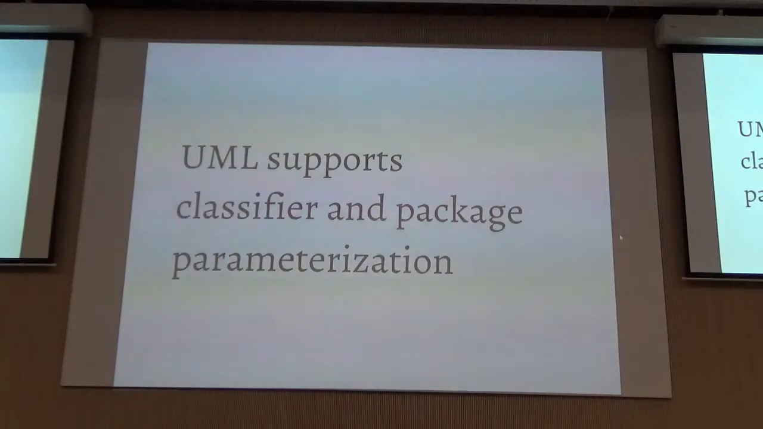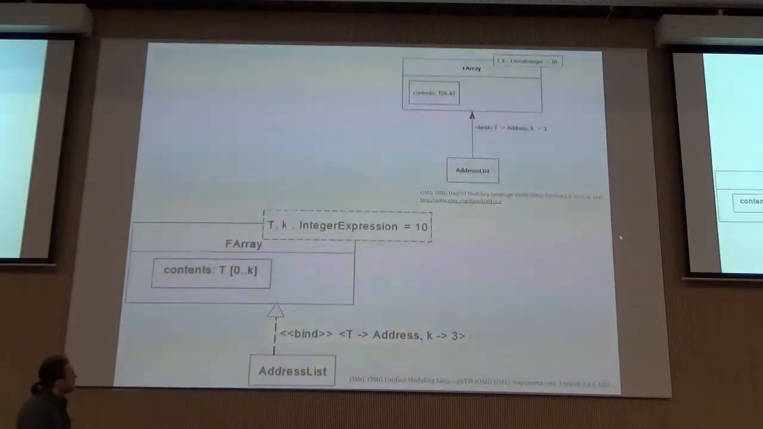So, what about UML? Just briefly, because I'm out of time here. UML supports classifier package parameterization. Maybe you are not fully aware of this, but let me just show you briefly. Maybe do you know this notation? Anyone? This is a class. This is something unknown. This is role binding, so this is kind of realization. Okay, so you might understand this, that address list is a realization of this description.